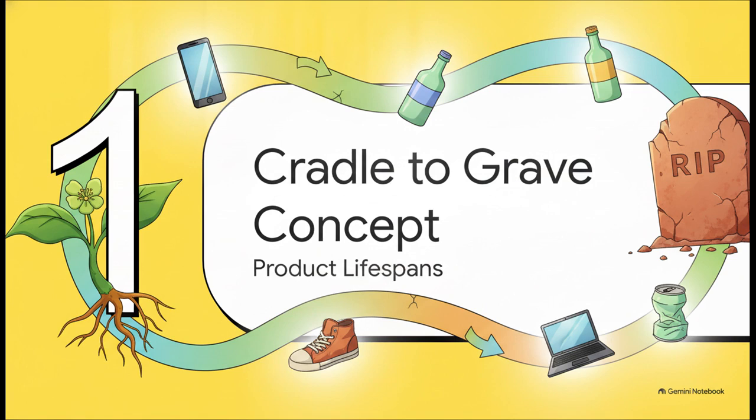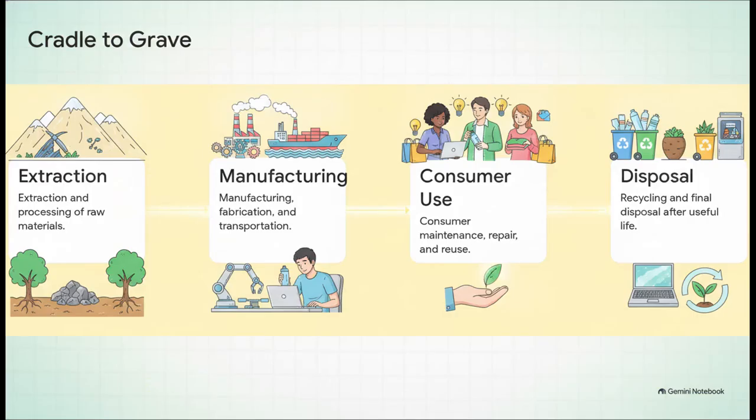Starting with phase 1, the cradle-to-grave concept. We love a good biological metaphor in environmental science, don't we? When we say cradle to grave, we are literally mapping out the entire existence of a product. Step 1 is the cradle, pulling and processing raw materials straight out of the earth. Step 2 covers the manufacturing, the fabrication, and crucially, the heavy transportation required to move all those materials across the globe. Step 3 is the consumer phase. That's you and me actually buying the product, using it, maintaining it, maybe repairing it. And finally, step 4 is the grave, the recycling and ultimate disposal after its useful life is over. The big takeaway here? Environmental impact happens at every single one of these stages, not just on the factory floor.